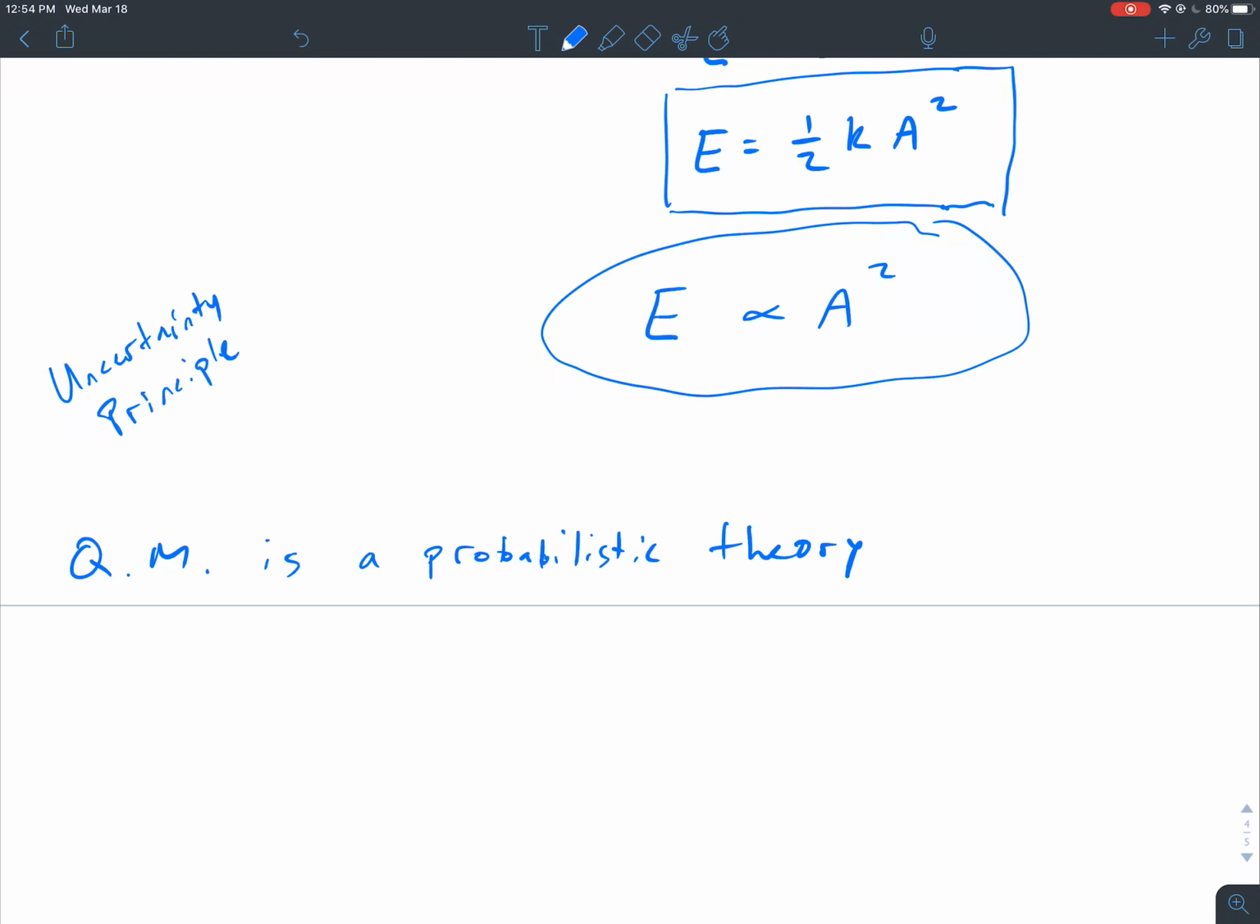And the probability is related to the amplitude. So how much energy the system has to do with how much we know, or how likely the particle is going to be in the area where we look for it. And there's obviously a lot more to that, but I just wanted y'all to know why this relationship is so important, because it is the backbone of quantum mechanics.